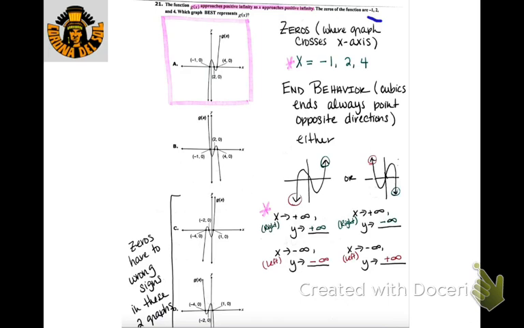Then we're also looking at end behavior. So it says that as g of x approaches infinity, x approaches infinity as well. So you should be looking for a graph that actually goes up. So that's why it goes up on the right-hand side. So this is a pretty good explanation right here.